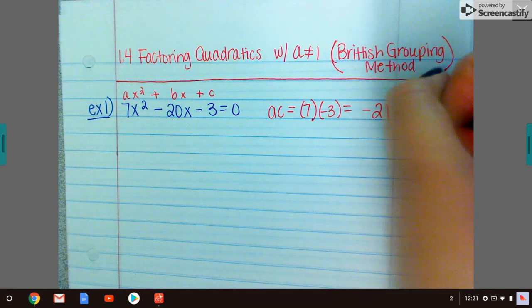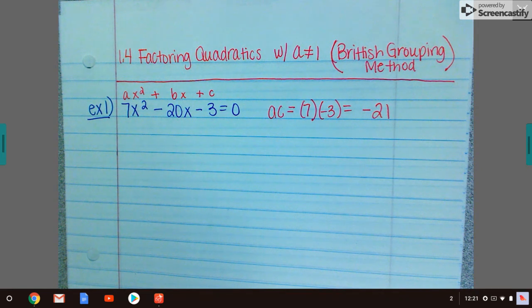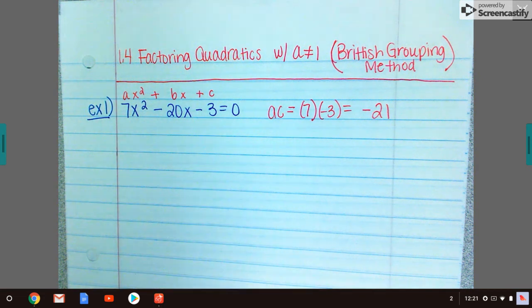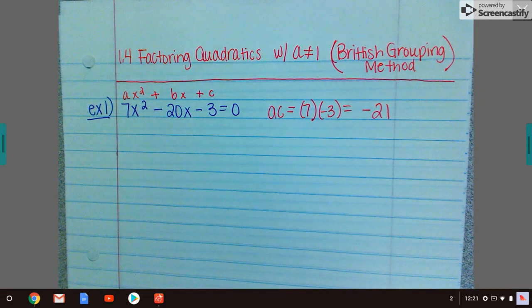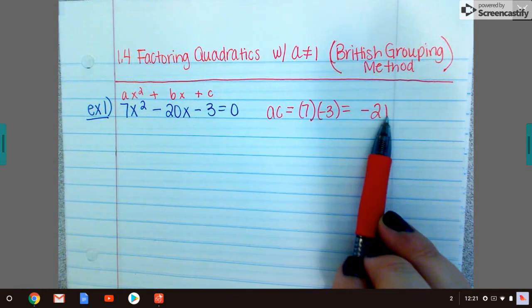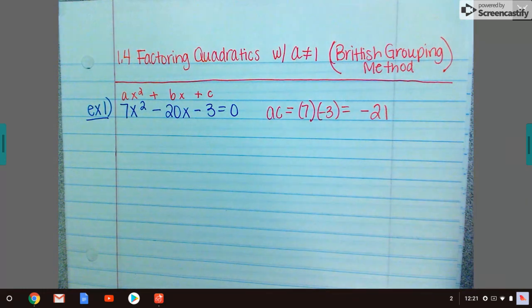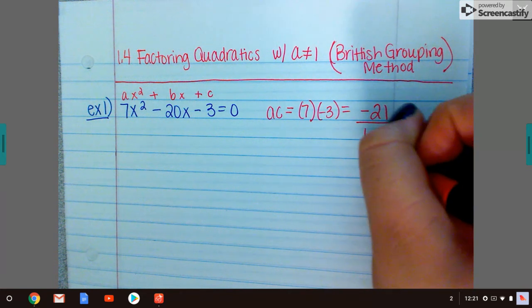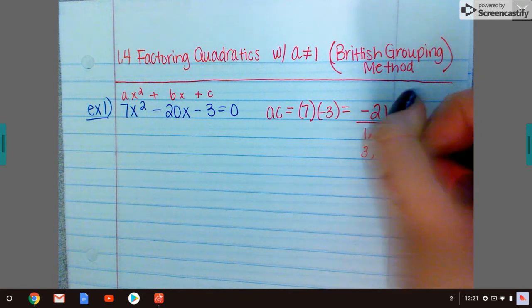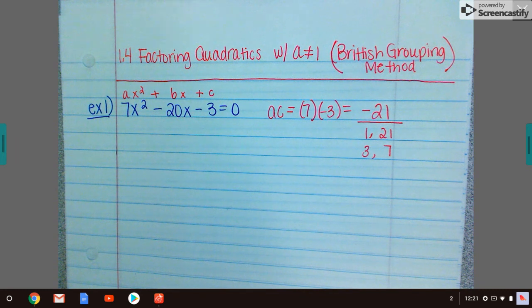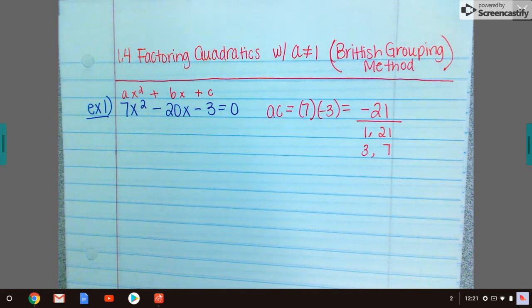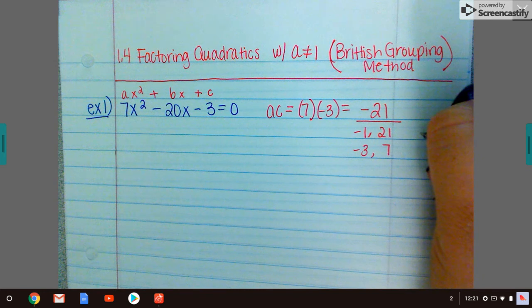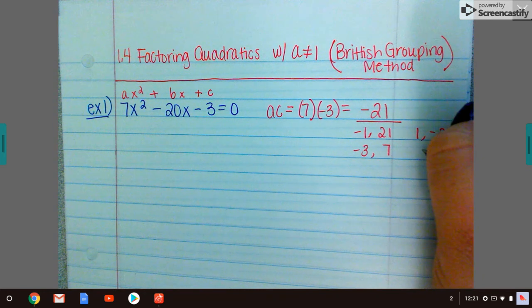So let's look at the number negative 21. Instead of finding factors of just c, now we're finding factors of AC. So we'll need to write a list out of all of our factors of negative 21. You can make a 21 by doing 1 and 21, or 3 and 7. And keeping in mind that because we're trying to multiply and get a negative, one of the two of these is negative. So either the first ones are negative, or you could have the other list of the second ones being negative.